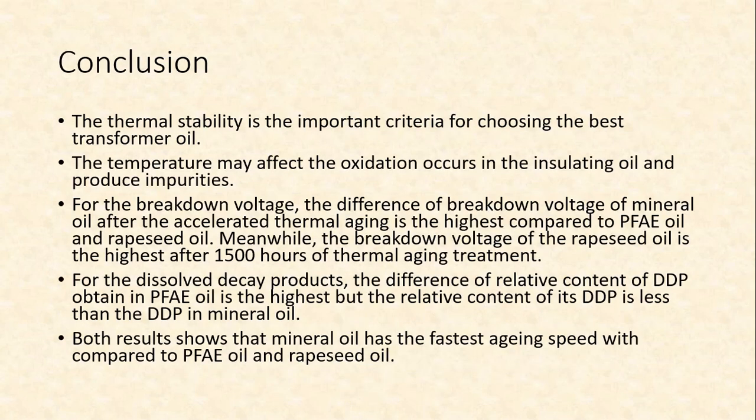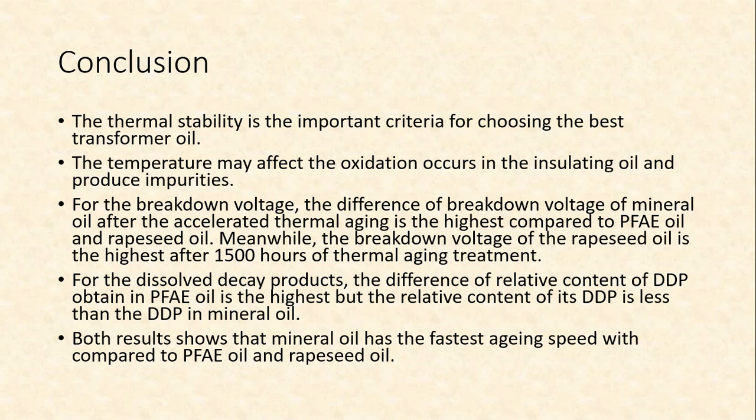In conclusion, thermal stability is the most important criterion for choosing the best transformer oil. The temperature may affect the oxidation that occurs in the insulating oil and produce impurities. For the breakdown voltage, the difference of breakdown voltage of mineral oil after the accelerated thermal aging is the highest compared to palm-based oil and rapeseed oil. Meanwhile, the breakdown voltage of the rapeseed oil is the highest after 1,500 hours of thermal aging treatment.